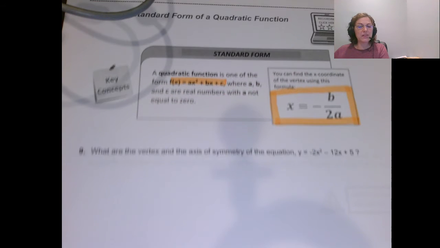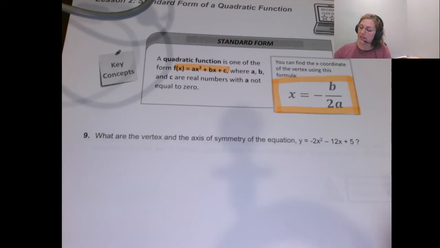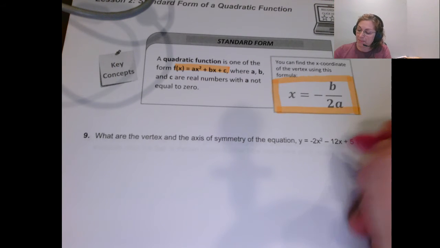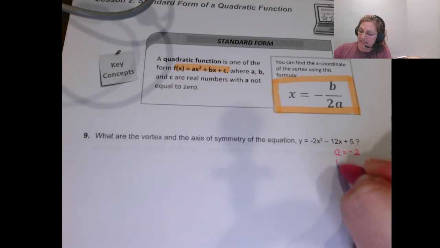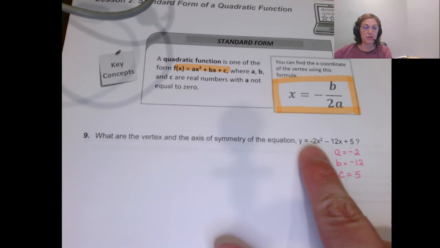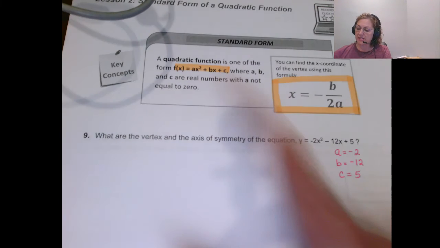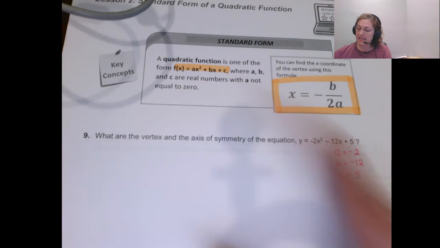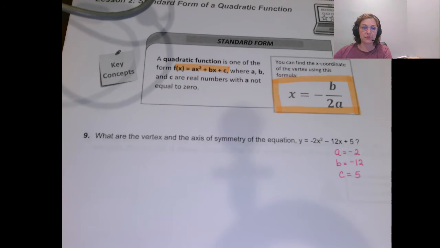Look at number 9. We're being asked for what the vertex and the axis of symmetry is for this function. Now, because we're in standard form, you're going to want to first identify A, B, and C. So A is -2, B is -12, and C is 5. Notice how I took those. A is the number in front of x squared, B is the number in front of x, and C is the constant, the number by itself.